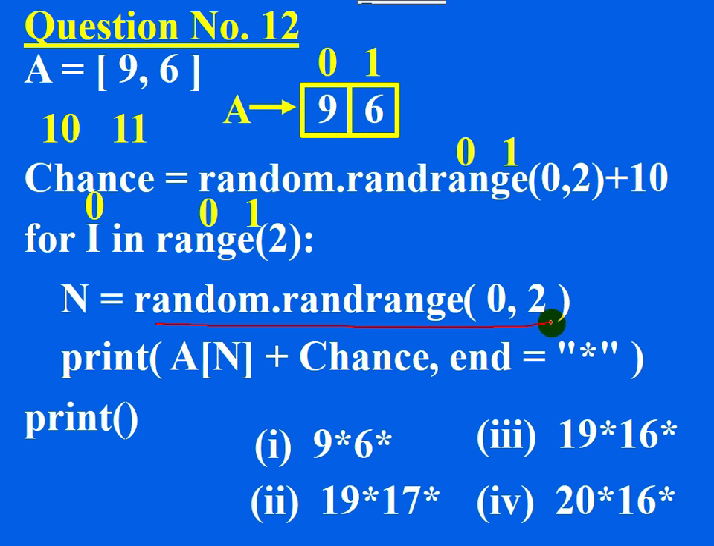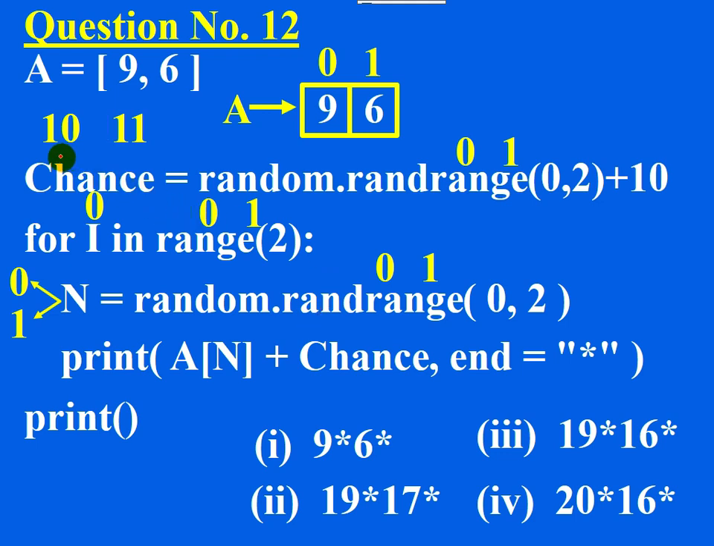random.randrange(0, 2) returns a random integer between 0 and 2 minus 1, 0 to 1. So what are the various possible values of variable n? Again 0 and 1. Now if I substitute n with a 0, what answer will I get? a of 0, that is 9. Now chance, two possibilities are there. So what you need to do is take chance as 10, you find the output of this program. After that, you choose chance as 11 and you calculate the output of this program.